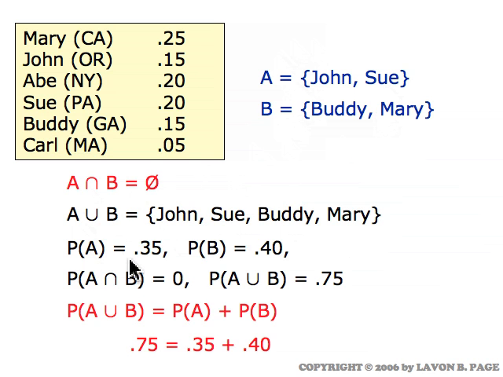The probability of A is John's probability of winning plus Sue's probability of winning. 0.15 plus 0.20 is 0.35. The probability of B is Buddy's probability of winning plus Mary's probability. 0.15 plus 0.25 is 0.40. The intersection is empty, so the probability of the intersection is 0. Because the two events are mutually exclusive, we can get the probability of the union simply by adding the probability of A plus the probability of B. Probability of the union is 0.75.